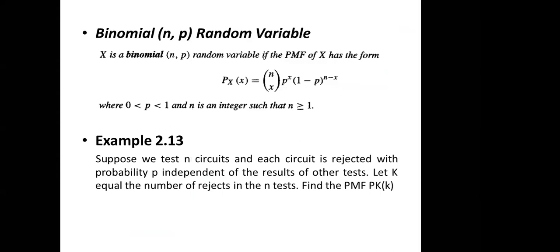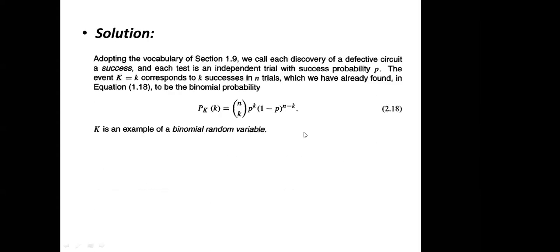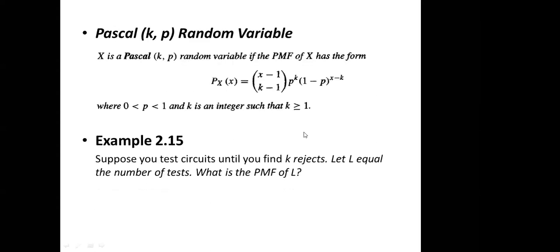Anyway, in the last class, we were talking about the binomial random variable, if I can remember it correctly. Yes, sir. We were talking about this binomial random variable, and we have seen how it works. Today, we will see the Pascal random variable. Before going into detail, let us solve this example.